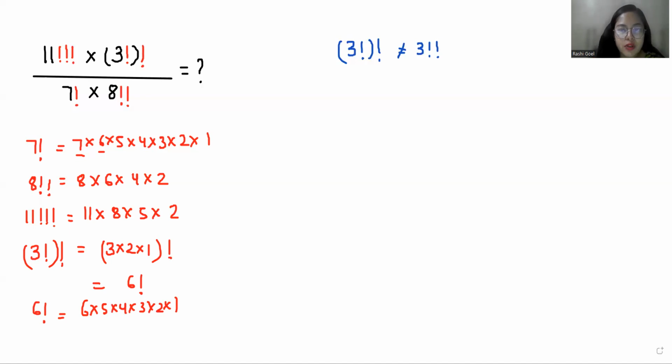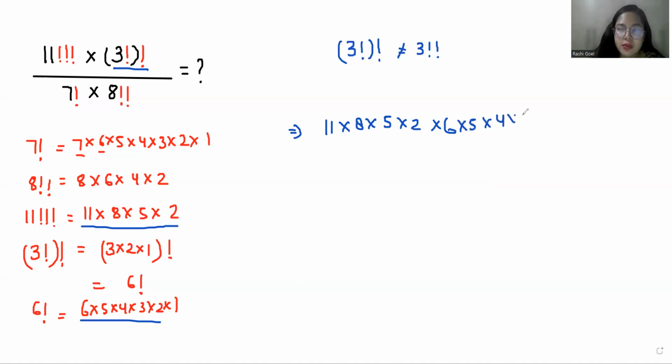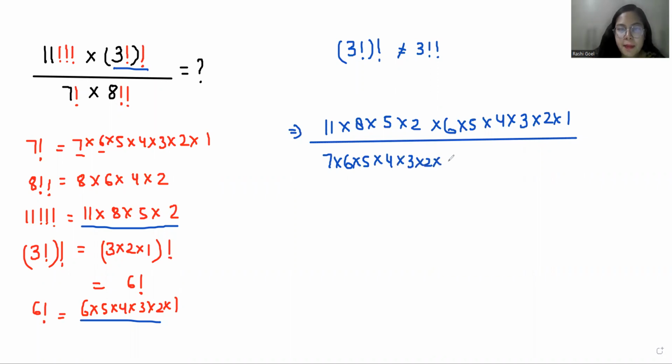So let's put all the values and solve this. So first is 11 triple factorial. This is 11 times 8 times 5 times 2 times. Now 3 factorial whole factorial is 6 factorial: 6 times 5 times 4 times 3 times 2 times 1, divided by 7 factorial times 8 double factorial.